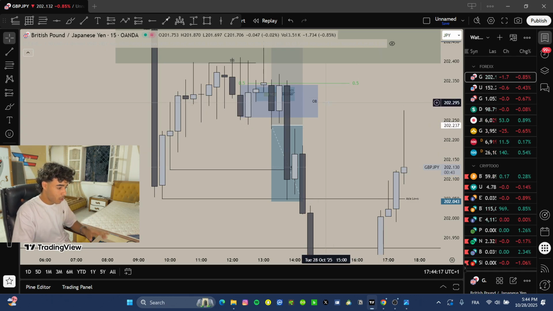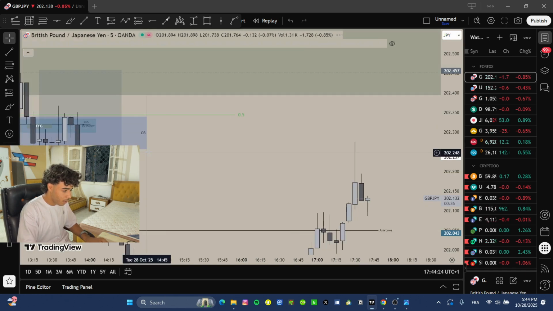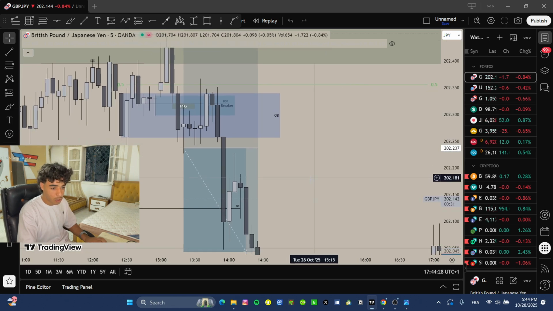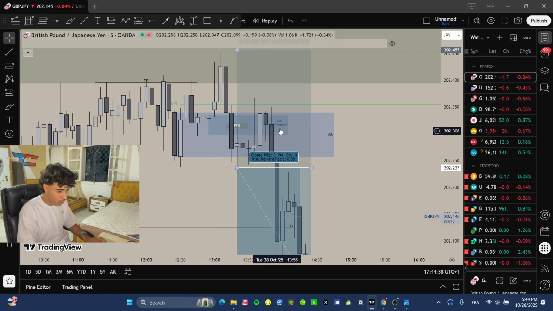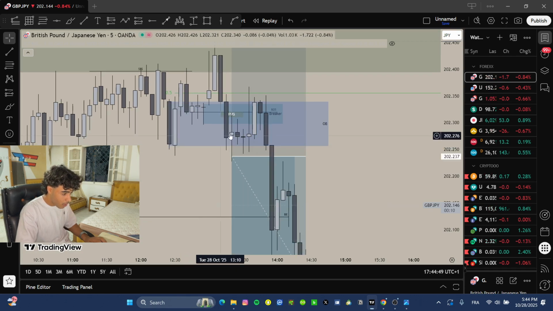Right here, after I saw the sweep of liquidity, we got into the equilibrium zone. Then I scaled down to the 5-minute time frame to look for entries and potential continuation confluences. After that, we did come down and broke the structure to the downside right here. We managed to break the order block and turn it into a breaker block, and here I made a mistake. I did a very clear mistake, and I can blame myself for it. Let me explain it really quickly.